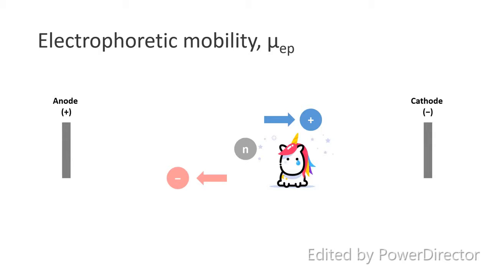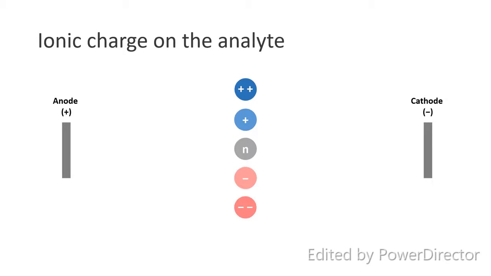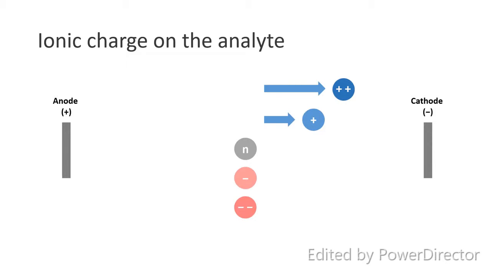And there are two major factors that affect the electrophoretic mobility of a charged analyte. First of all, the electrophoretic mobility is directly proportional to the ionic charge on the analytes. So if the analytes are of the same size, the cations that are more highly charged will move faster towards the negatively charged cathode, while the anions that are more highly charged will migrate faster towards the positively charged anode.